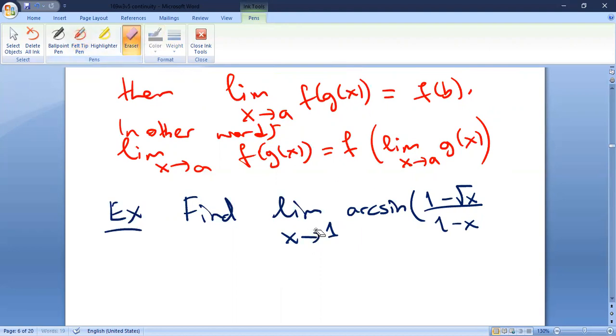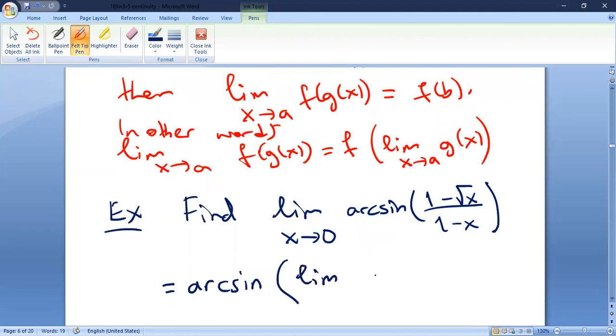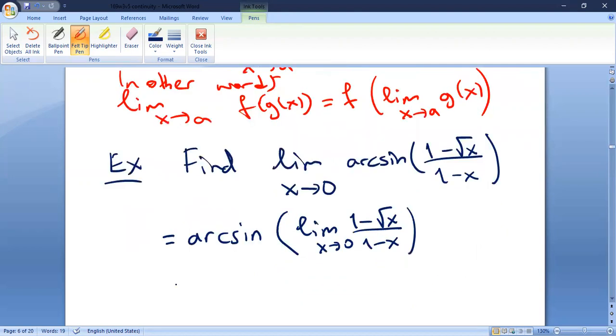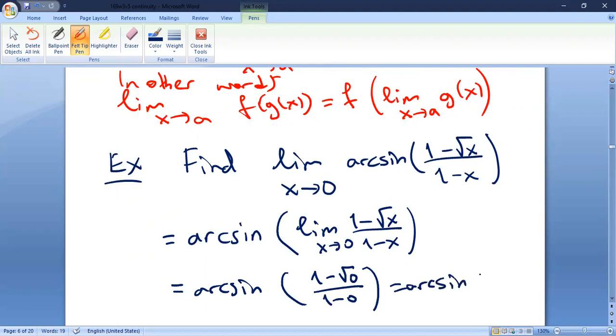Okay, I'm going to make this a little bit easier. I say x goes to 0, something like this. Well, you can just take the limit inside the arc sine. The limit as x goes to 0 of 1 minus square root of x over 1 minus x. And then take the limit inside, which is going to be 1 minus square root of 0 over 1 minus 0. This is arc sine of 1 over 1, which is 1.